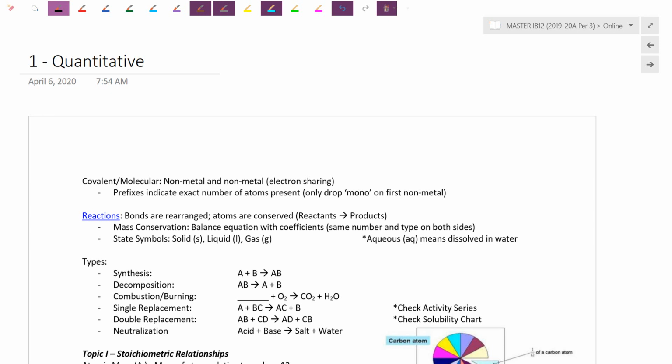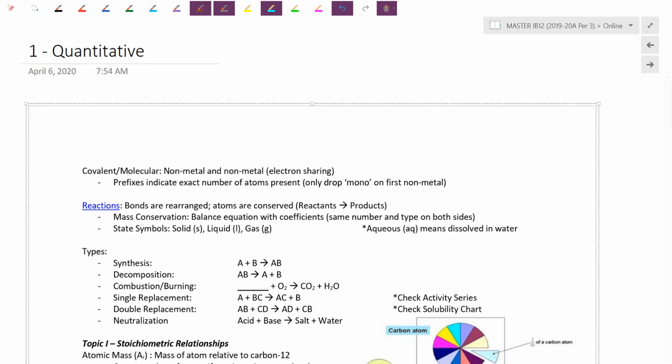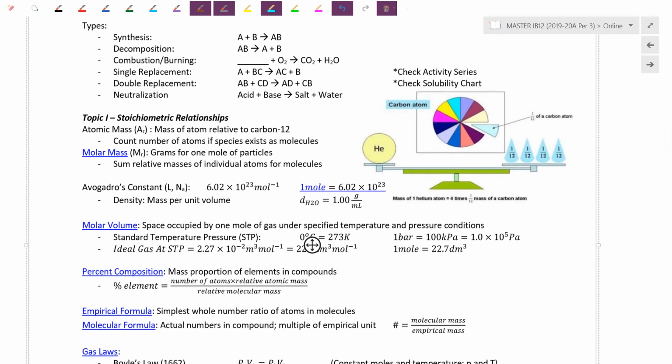The only thing that made it challenging first time through was maybe getting used to the vocabulary, getting used to some of the unit conversions. Hopefully having another look at it this time will be a little bit better. So let's just go through some of these calculations. So topic 1 here is on stoichiometric relationships.